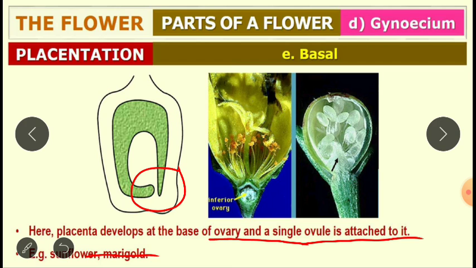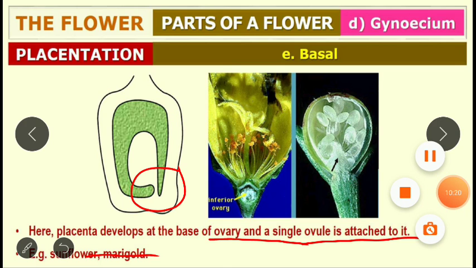So, these are going to be the 5 types of placentation. So, what is placentation? Arrangement of the ovules on the placenta within the ovary is called placentation. Which are the 5 types of placentation? They are marginal placentation, axile placentation, parietal placentation, free central and basal. Very important from the exam point of view are aestivation and placentation.